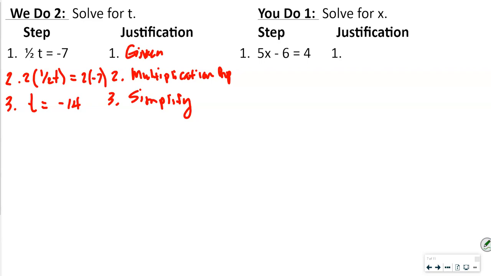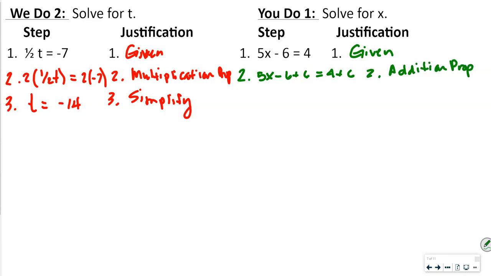Okay, so again, our first step is given. So step 2, probably most of you, what you did was you added 6 to both sides, right? So 5x minus 6 plus 6 is equal to 4 plus 6, right? So my step 2 here was what? Addition property. Okay, then step 3 is going to be 5x, and that -6 and 6 are going to simplify, right? So this is going to be equal to 10. So we're just going to say we're simplifying, right?